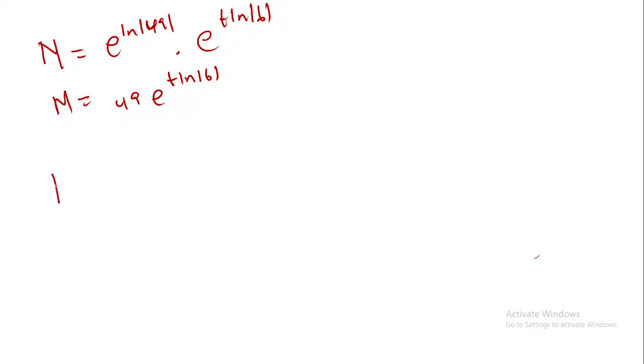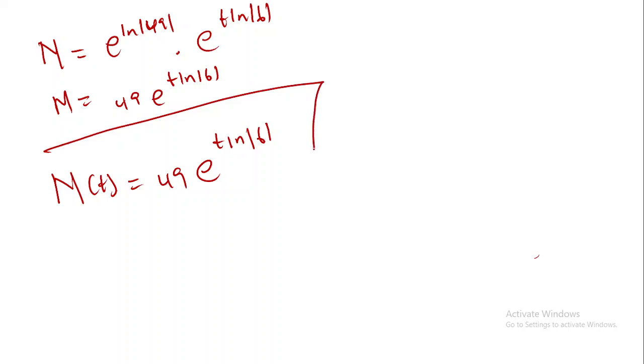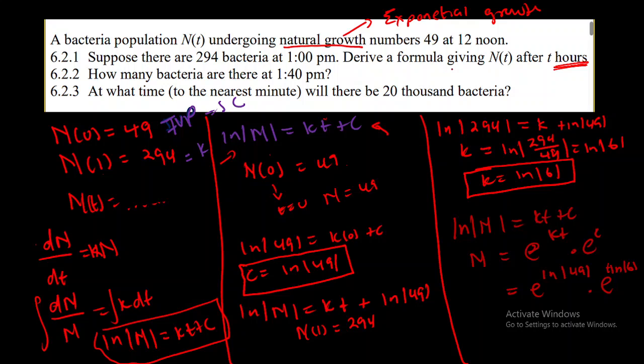So your final answer is going to be N of t, which is equal to 49 e to the exponent t ln of 6. This is going to be your final answer, what you are required to solve here. They said you must determine N of t. This is the formula which they are looking for, understand? So let's move to the next question.